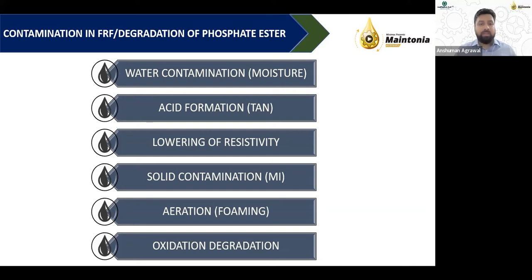So probably one week ago, you might have tested your oil having an acid value of a mere 0.25 or 0.2, and you would have seen that it is in an alarming zone, but nothing to worry.